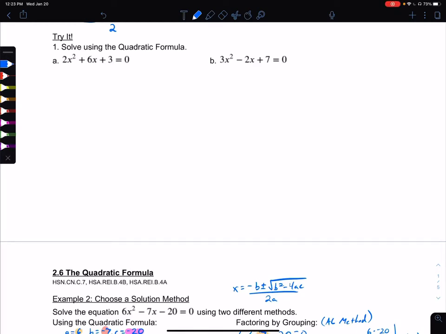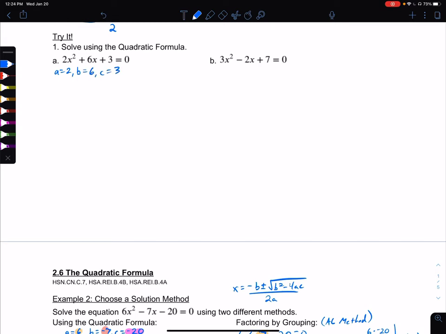Here we're going to look at try it number 1 from section 2.6. So we're using the quadratic formula. The quadratic formula is written down on the bottom here. You can reference it from here. So we're going to label our pieces. Well, A is equal to 2, B would be equal to 6, and C is equal to 3.